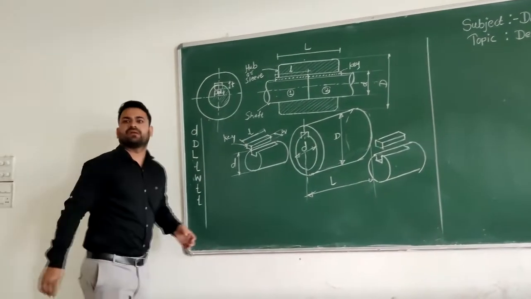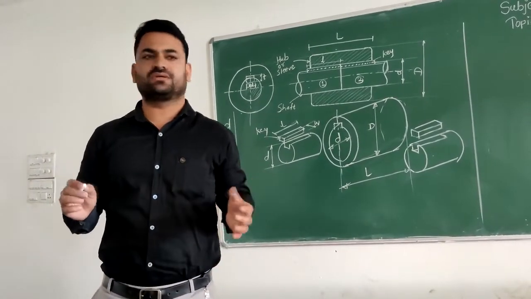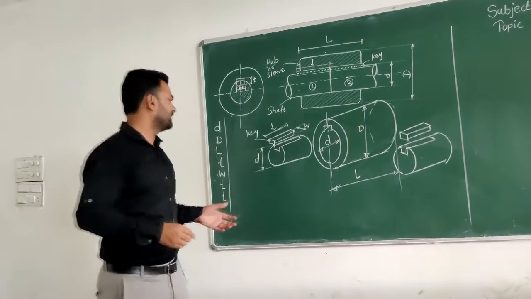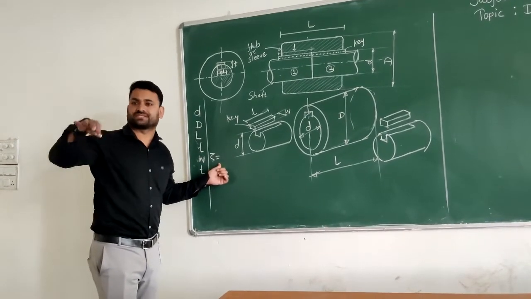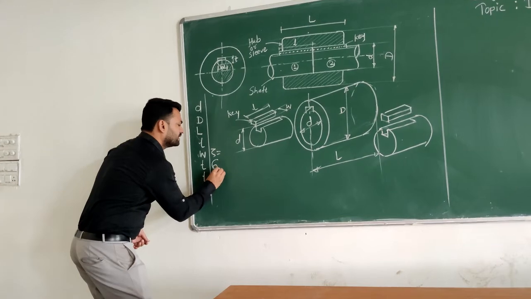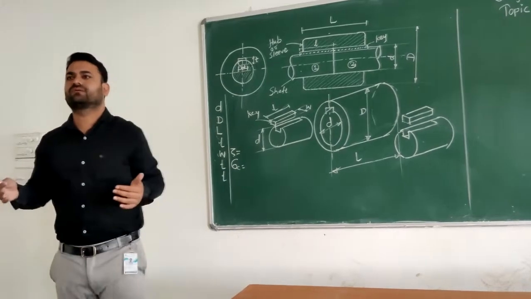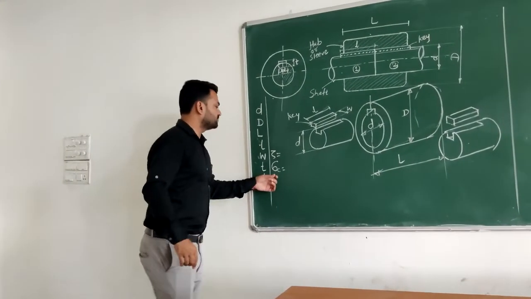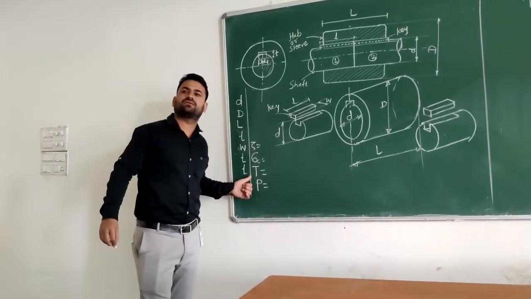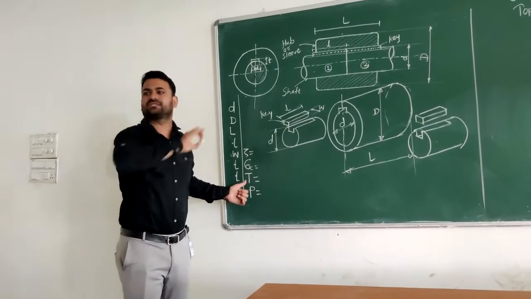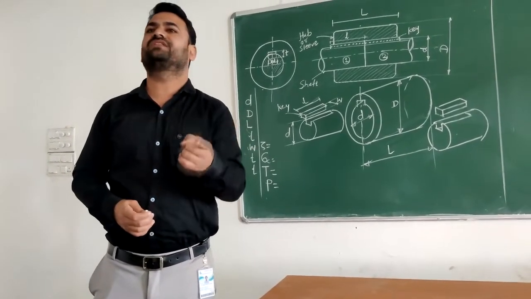Along with this notation, some important stresses are there. First important stress: torsional shear stress is going to be produced over here. So tau is the torsional shear stress. Then sigma C is the compressive stress. Then capital T is the torque to be transmitted with the help of this coupling, and capital P is the power to be transmitted with the help of this coupling.